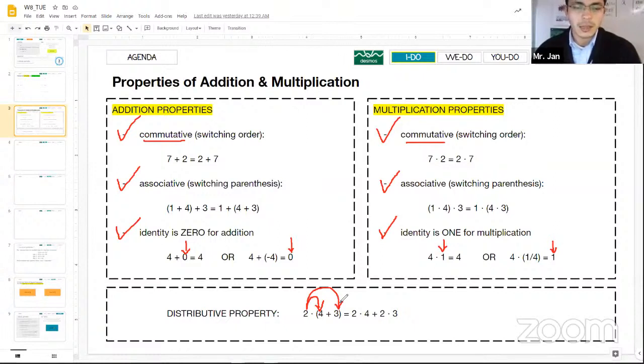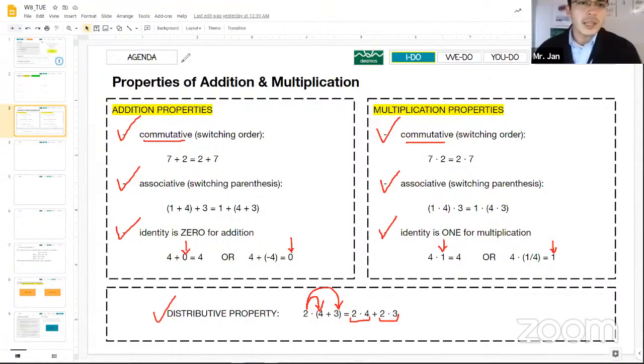So 4 plus 3 is 7, and 7 times 2 is 14. It's the same thing if you do 2 times 4, which is 8, and 2 times 3, which is 6. 8 plus 6 is still 14. It doesn't change the result. So the last one is the distributive property that you learned.